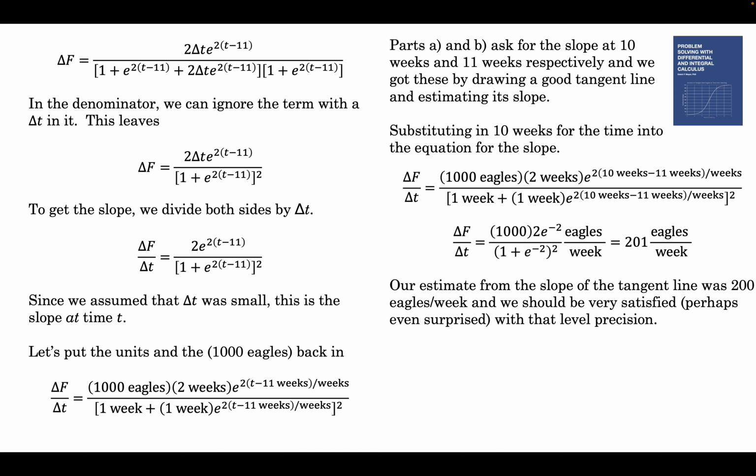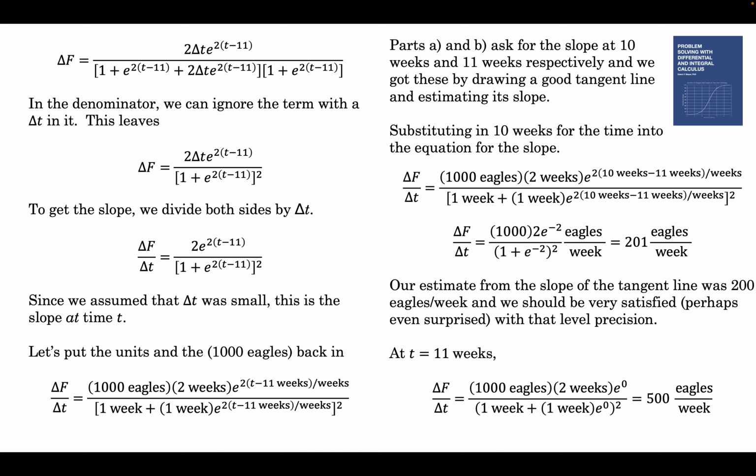We're happy with that. At 11 weeks, we get e to the 0, because we get 11 minus 11. E to the 0 is 1. So this is 1,000 times 2, which is 2,000. We have 1 plus 1 squared. That's 2 squared, which is 4. 2,000 divided by 4 is 500 eagles per week, and that's what we got. Boom.